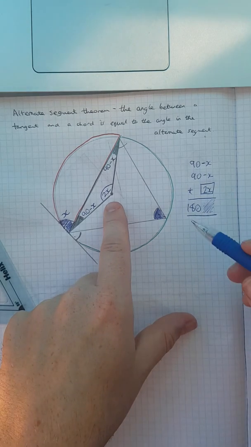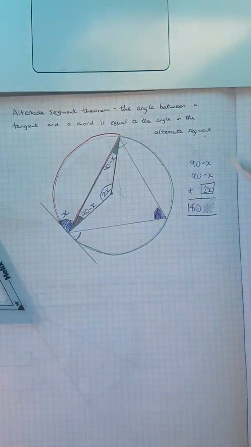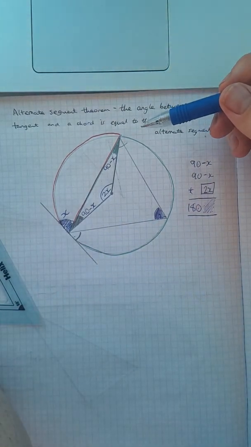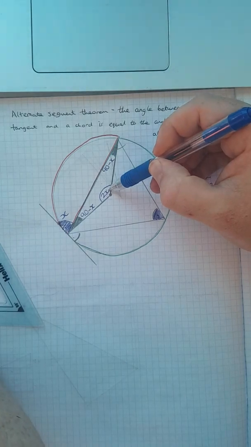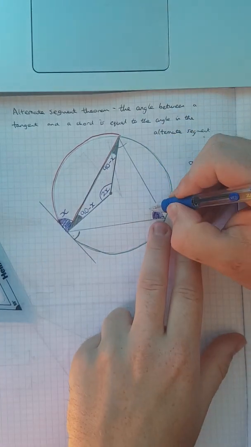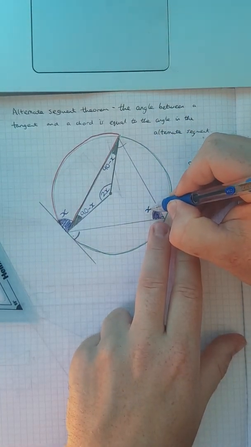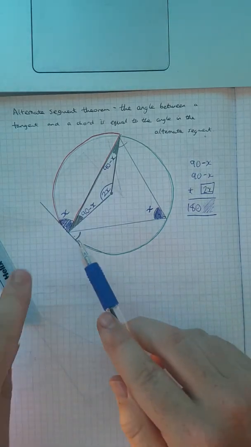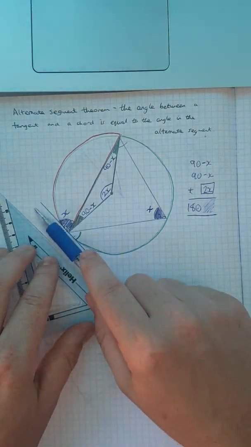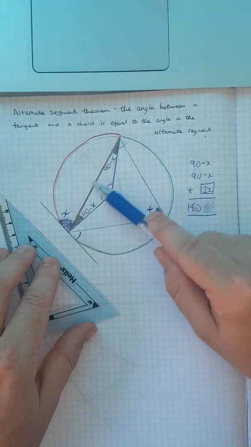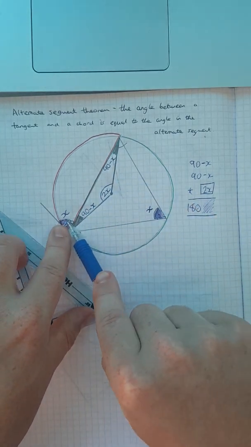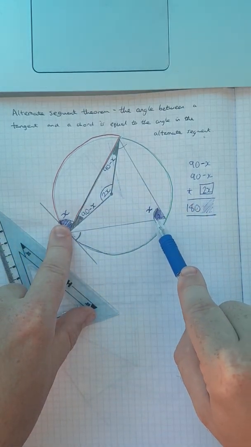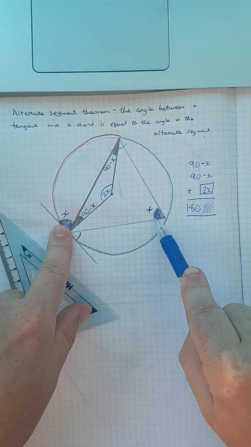Now, if this angle is 2x, what's the angle here? Well, the angle at the centre is twice the angle at the circumference, so this will be x. So now the angle between the tangent and the chord over here is the same as the angle in the alternate segment.